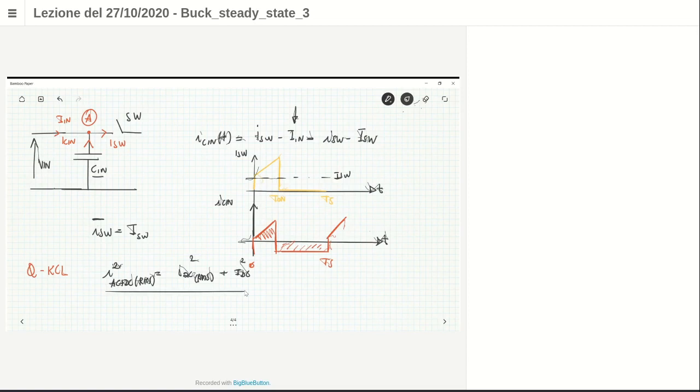Now let me check if at node A there is a situation similar to this one. I have the switch current here, which is a current that simultaneously has an AC and a DC part. You can see in the yellow graph here that this current has an AC part, a variable contribution, and then I have an average value, which is I switch. So it has both AC plus DC. Then I have a current through the input capacitance, which is just AC, because there is no DC contribution. And then I have a current I in, which is just DC. So you can use the so-called quadratic Kirchhoff current law for this node A.